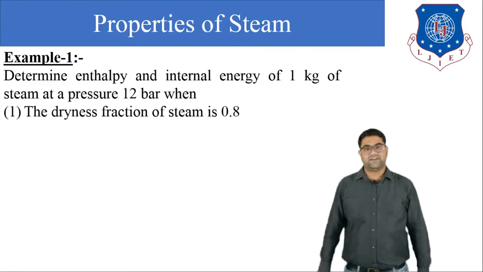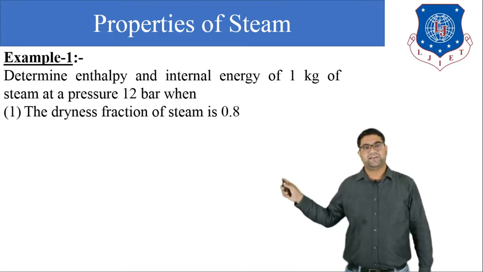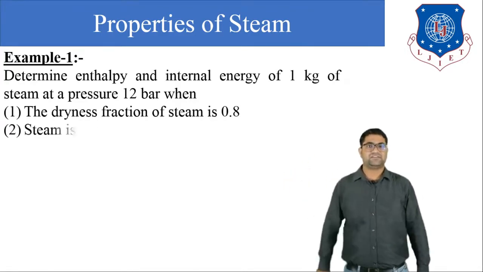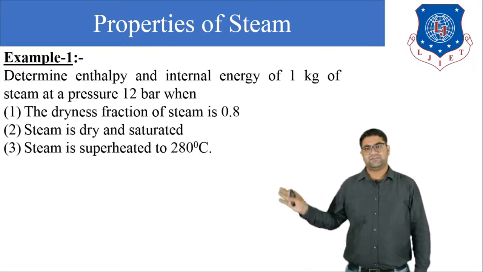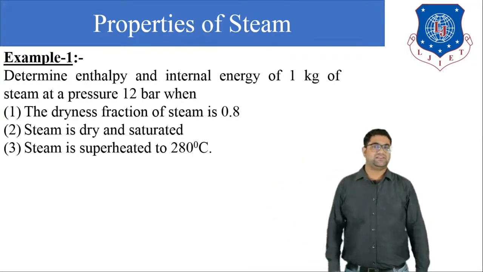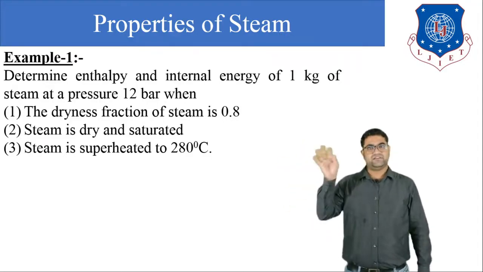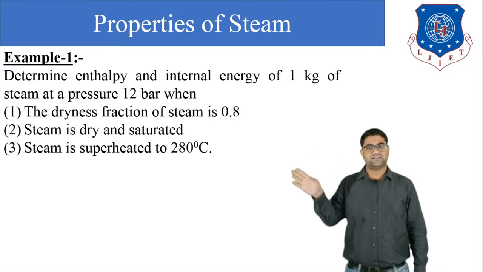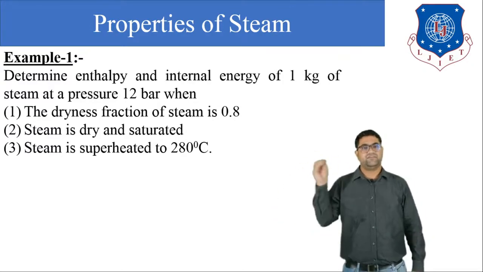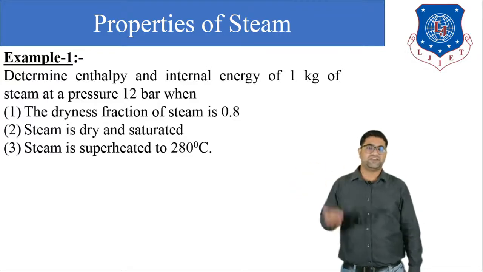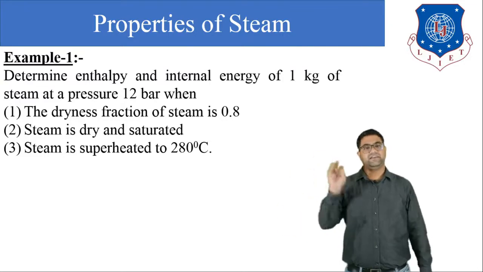So what do we have to find here? We have to find the enthalpy and internal energy, first when the dryness fraction of steam is 0.8, second when the steam is dry saturated, and third when the steam is superheated at 280 degrees Celsius. So here three types of steam are given. First is the wet steam, where the dryness fraction is 0.8. Second is the dry saturated steam, where the dryness fraction is 1. Third is the superheated steam, where the superheating temperature is given, that is 280 degrees Celsius. We have to find the enthalpy and internal energy.